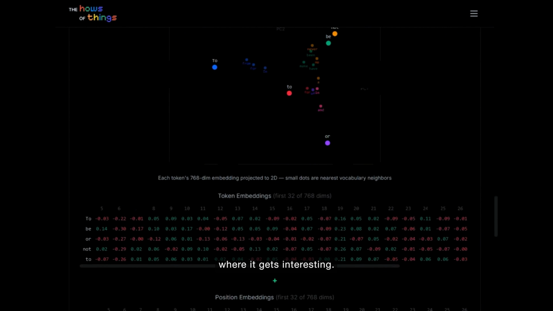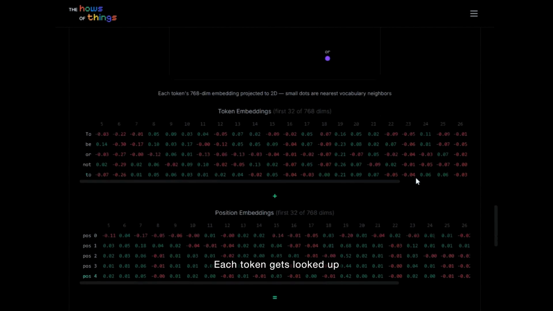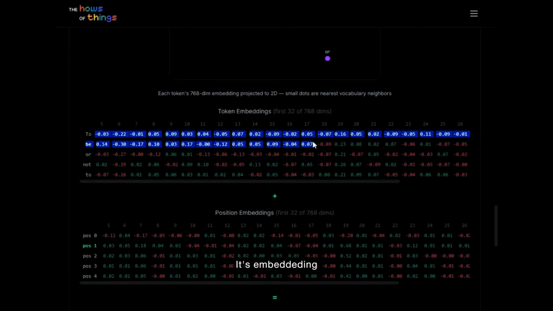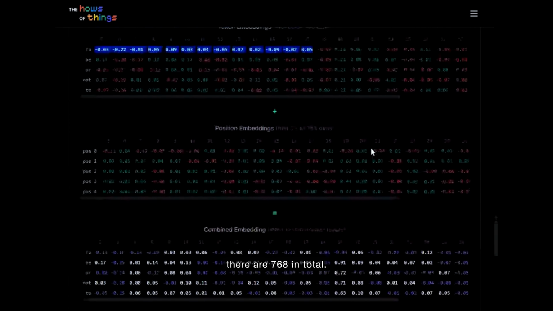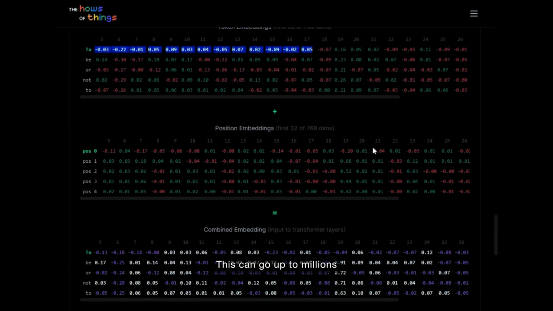Now, here's where it gets interesting. Each token gets looked up in a giant table and turned into 768 numbers. It's embedded, or given a position, in a higher dimensional space. These are actual numbers. Each row is one token from my prompt. 768 columns of numbers that encode that token's meaning. We are only showing the first 32 here, but there are 768 in total. This can go up to millions in large models that you use daily.